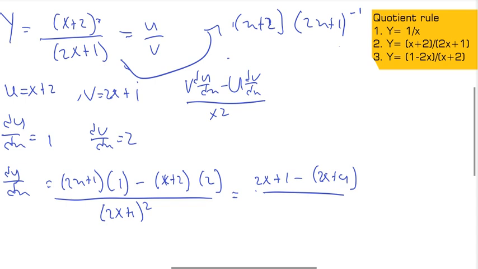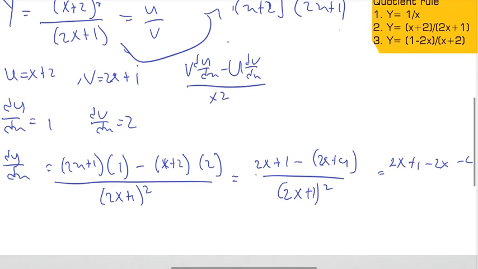over 2x plus 1 squared. Should I multiply it fully? No, let's just leave it. So 2x plus 1 squared, right? So this one is going to be 2x plus 1 minus 2x minus 4, because we have minus here. Minus times 2x is minus 2x. Minus times plus 4 is minus 4, right? Over, what do we have? We have 2x plus 1 squared, right?